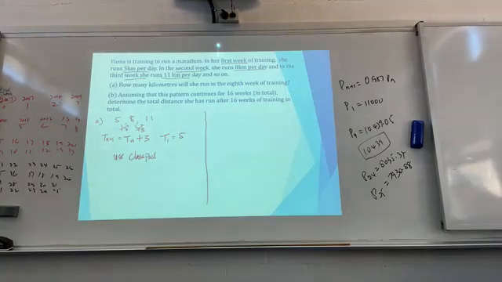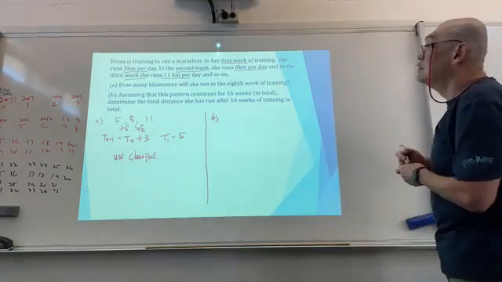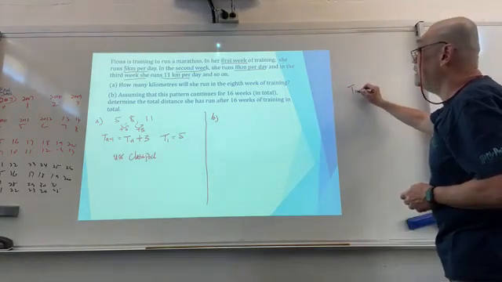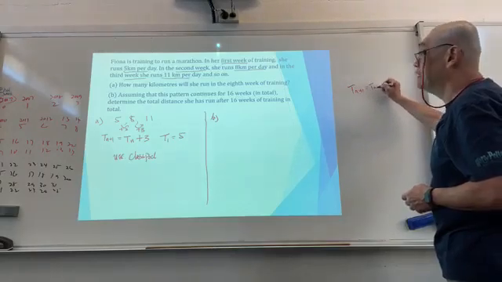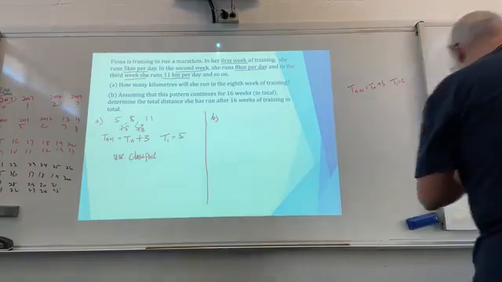Assuming that this pattern continues for 16 weeks in total, determine the total distance. Remember, use the display of the sum. All right, part B, I'll show you how to use your class bag. So Tn plus 1 equals Tn plus 3, T1 equals 5. All right, let's use the class bag.